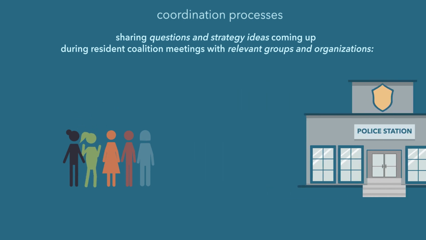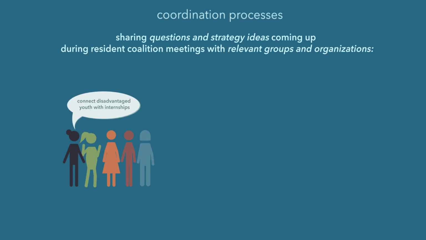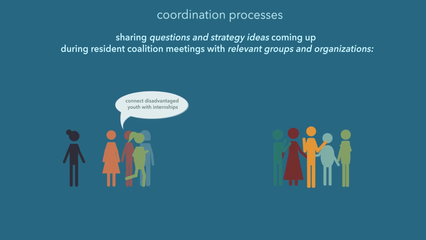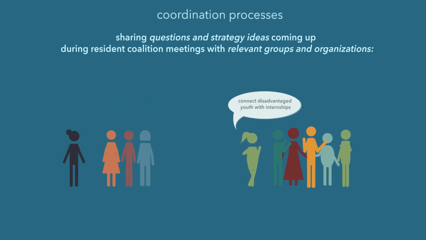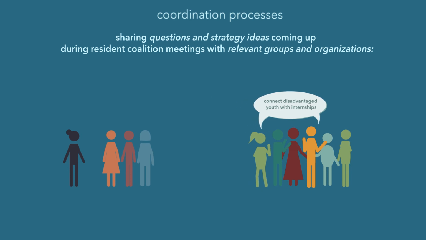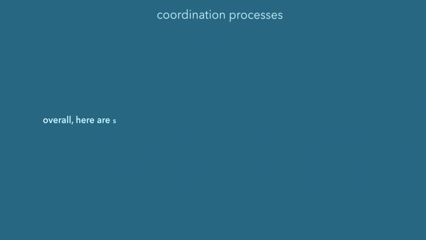Or maybe the resident coalition comes up with an idea to connect local disadvantaged youth with internship opportunities. Someone from the coalition could share this idea with other groups in town working on youth employment issues to make sure these efforts are coordinated. Overall, here are some additional tips for supporting effective meeting processes.